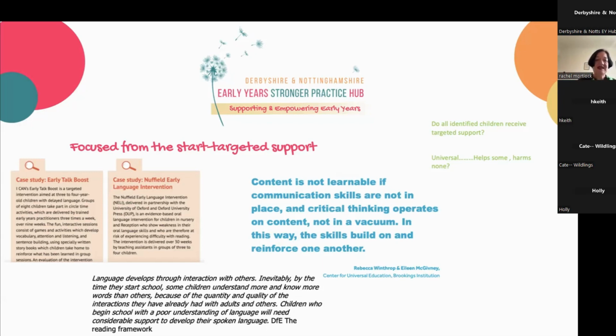So we need to think about how we support children to catch up. It's really important that we're developing their vocabulary and their critical thinking skills at the same time. And one of the questions that I always ask is, have we really identified those children who might need to receive some targeted support right from the beginning? And there's a thinking in terms of how we support children of all ages, but this idea that we can put in universal strategies and universal support that will really help some children, but won't harm any.